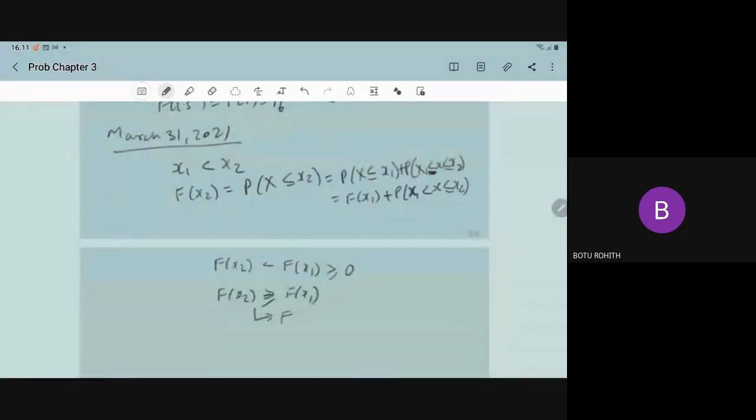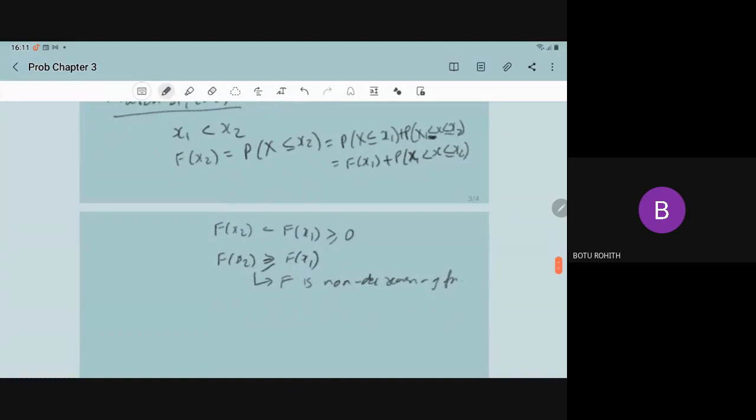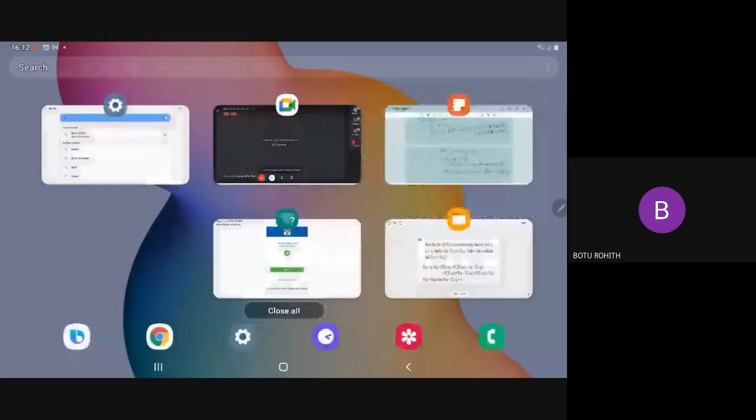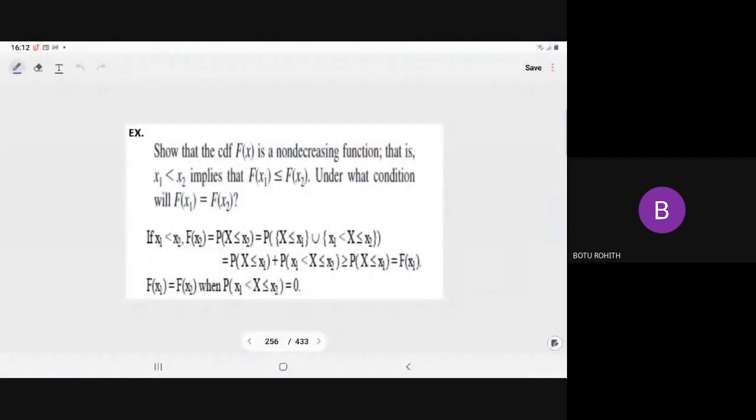This implies F is a non-decreasing function. And F(x2) is equal to F(x1) when the probability of x1 < X ≤ x2 is equal to 0; only then they are equal. So that is written here.